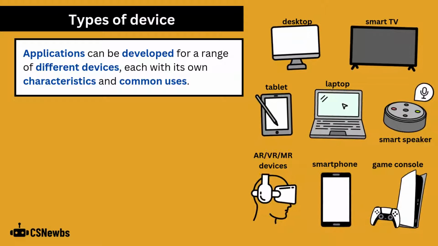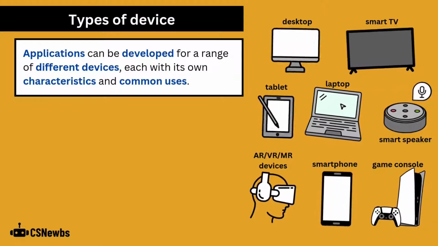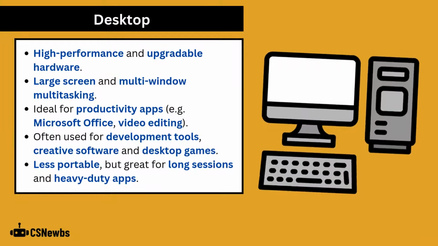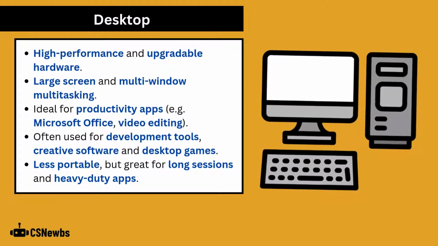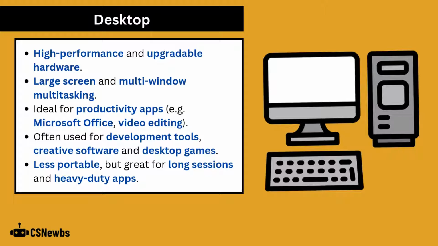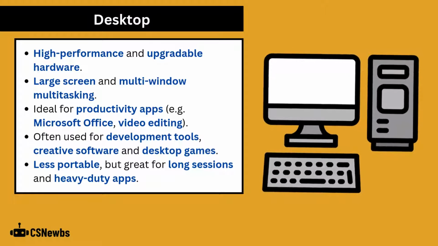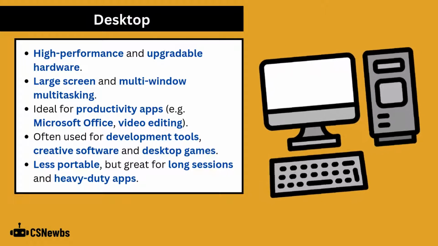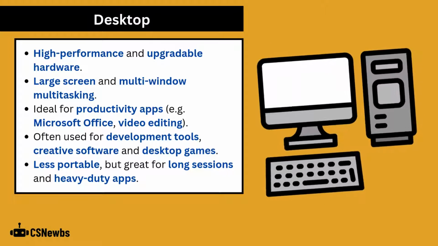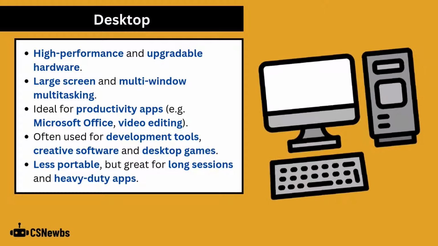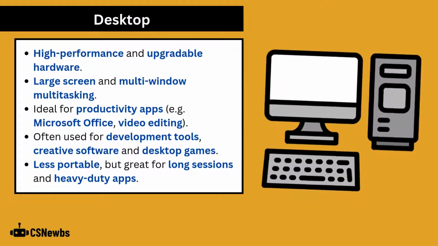Applications can be developed for a range of different devices, with each device having its own characteristics and common uses. Desktops have a high performance and upgradable hardware, with a large screen and multi-window multitasking. It's ideal for productivity applications such as Microsoft Office and video editing, and it's often used for development tools, creative software, and desktop games, but it's less portable than laptops and tablets. However, it's great for long sessions and heavy-duty apps.